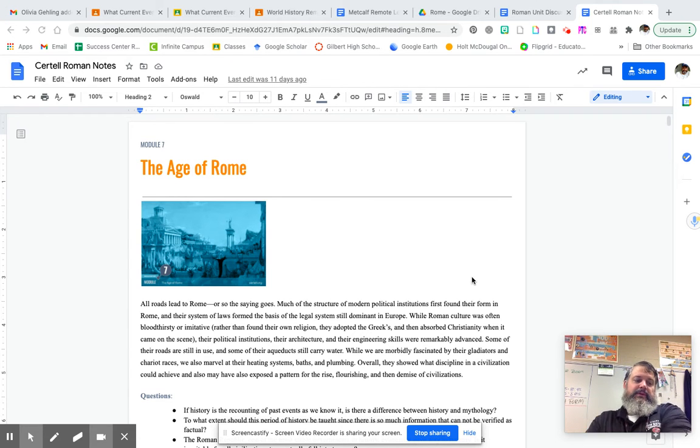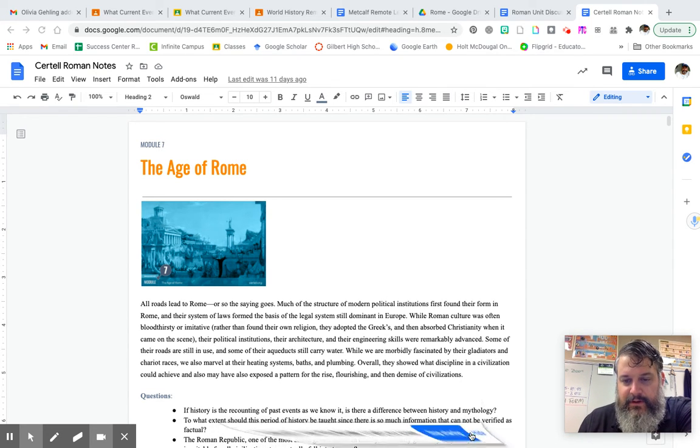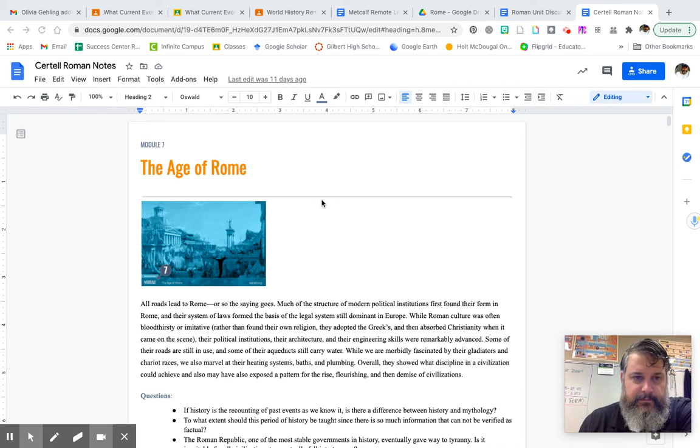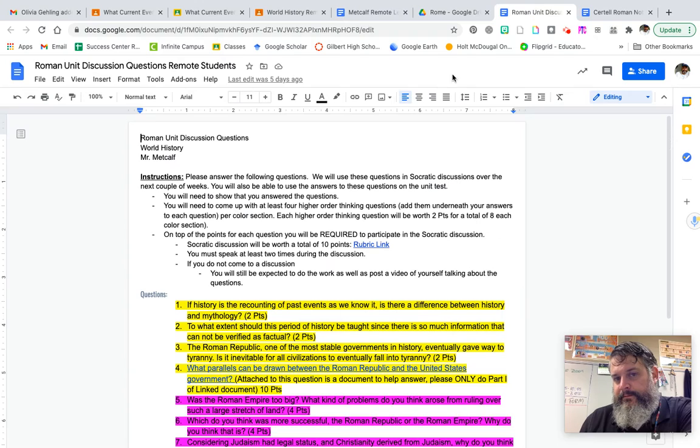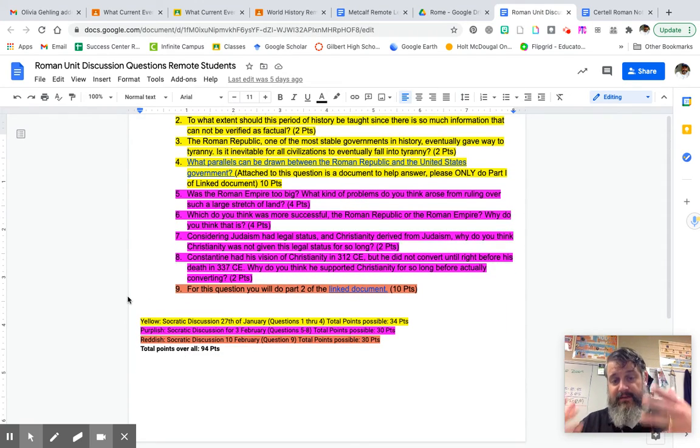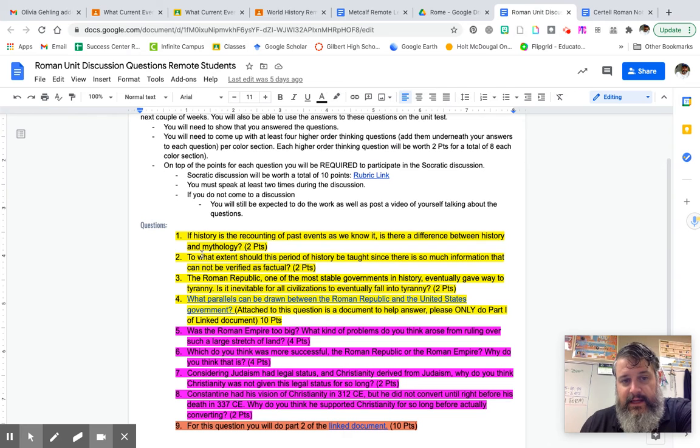Just to remind you, this week we're covering the first couple sections of the Roman unit, which is Unit 2, Module 7. There are 4 questions that you guys are going to have a Socratic discussion about on Wednesday. That's the first 4 questions here. With these questions, you need to create 4 higher order thinking questions from the readings. Those are worth points. Answering these are worth points. So make sure you're doing that.